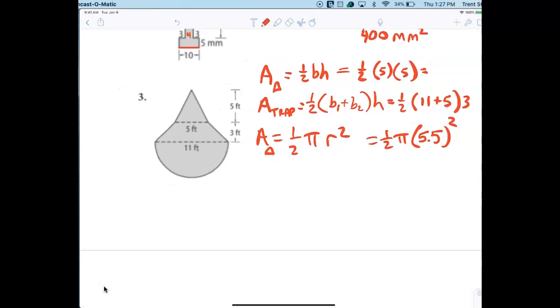I'm still confused on how you get the... Okay, so look right here. This is called the diameter. True? So then halfway is the radius. Half of 11 is 5.5.